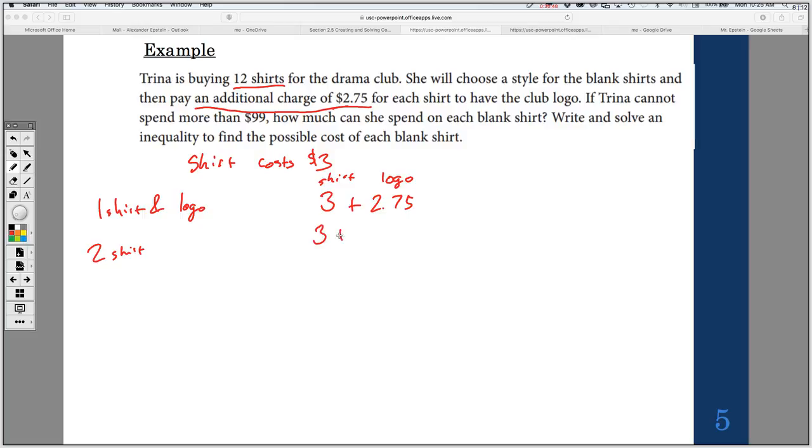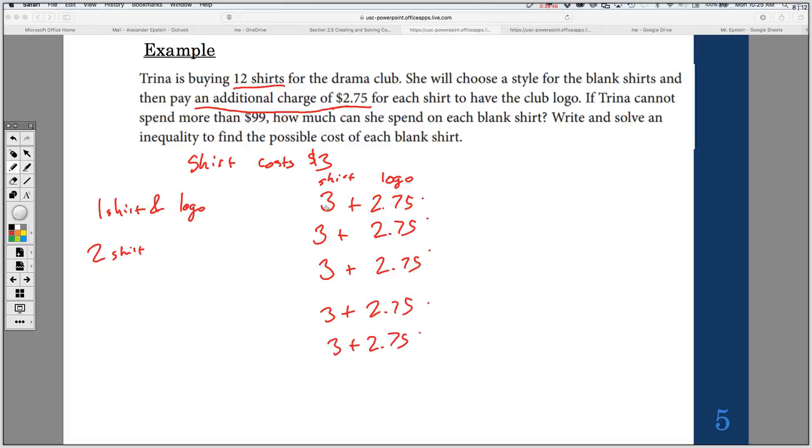3 plus $2.75, 3 plus $2.75, 3 plus $2.75, right? So I would add these up. Now, what if it was $4? What would I change? All the threes to fours. Okay, you just change them. You just keep on changing this. What if I don't know the value? Variable.